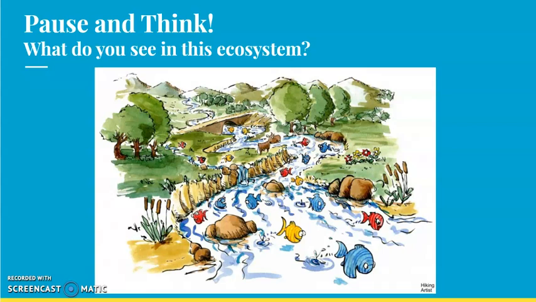So if I were to answer that question, I would say that some things that I see that are living are the fish in the river, the trees, the plants, the flowers. There seems to be a moose or some sort of animal on the edge. The things that I see that are non-living are the water, the rocks, and the mountains.